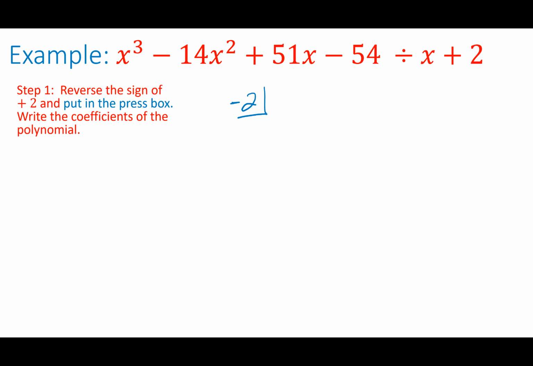Reverse the sign of positive 2, put it in the press box, so it'd be negative 2. Write the coefficients of the polynomial. And so this would be 1, negative 14, 51, and negative 54. So only writing the coefficients down. I'm not writing any of the variables down. This one was in x cubed, x squared, x, and then 54, x to the 0. We wouldn't write x to the 0 because that's equivalent to 1. So only writing the coefficients.